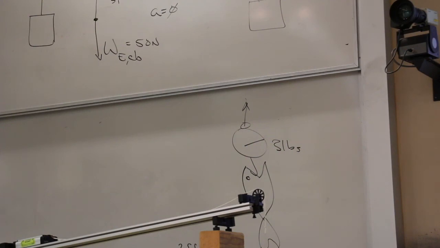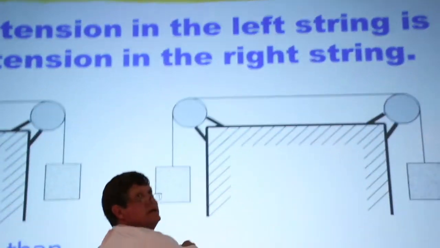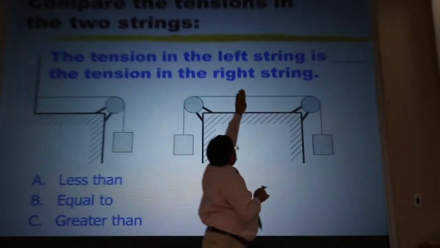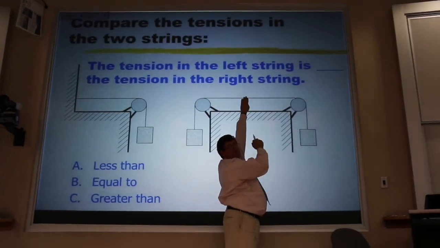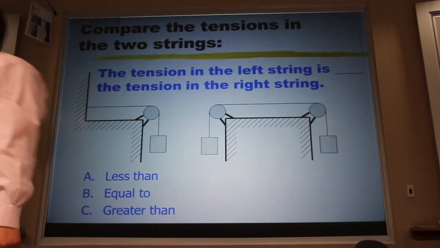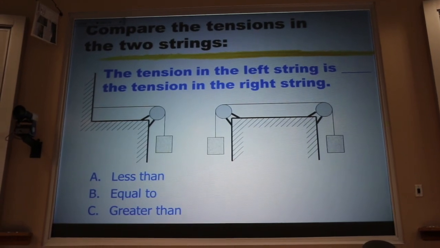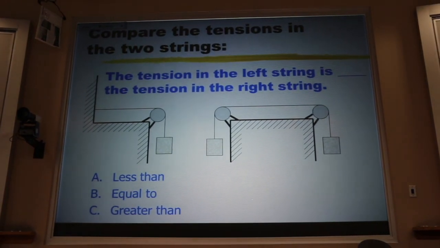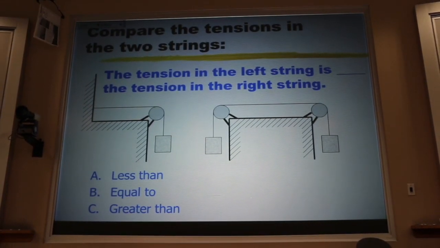Now, if I go here and I look at this string here, that string is not moving right there. Whether that string is not moving because I've got another block pulling down, or whether I've tied it to the wall and the wall is pulling on it, it doesn't matter. I get the same result either way. And so the tension in both of those strings is exactly the same. Check to see if your neighbor believes that.